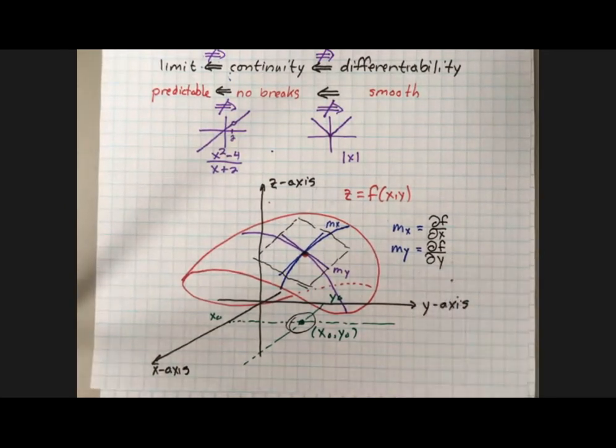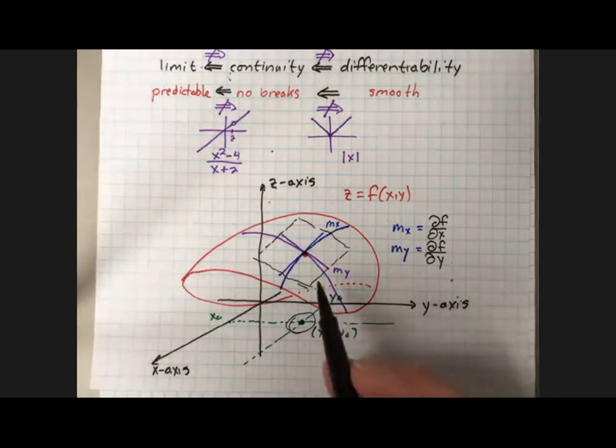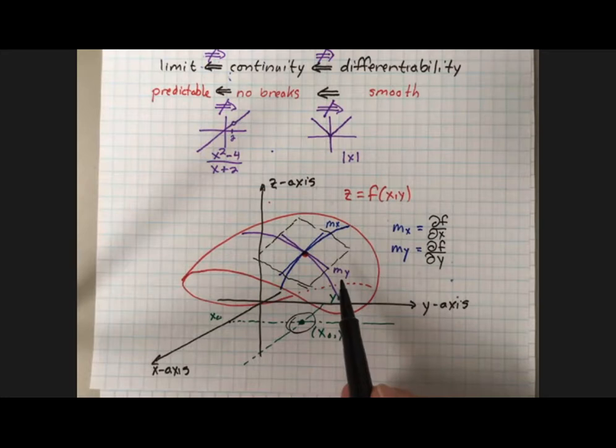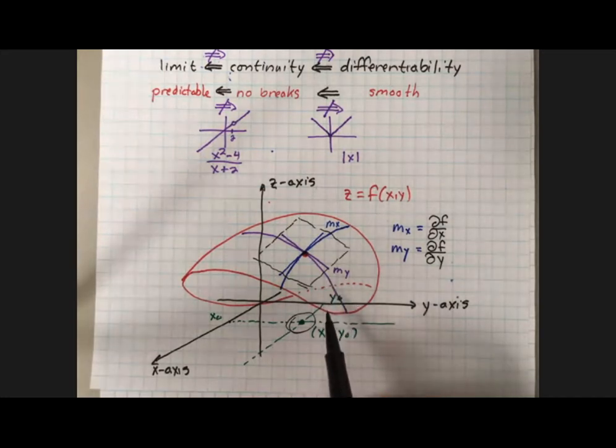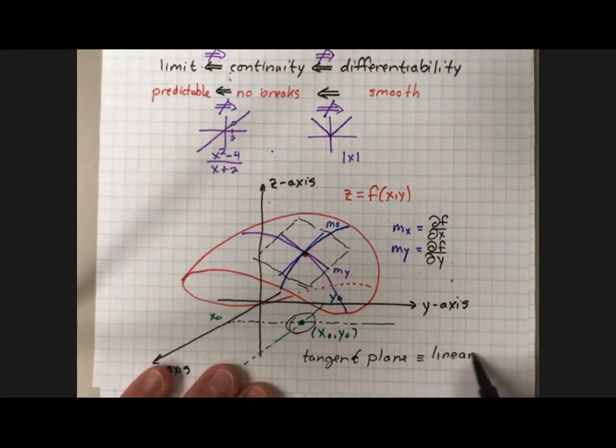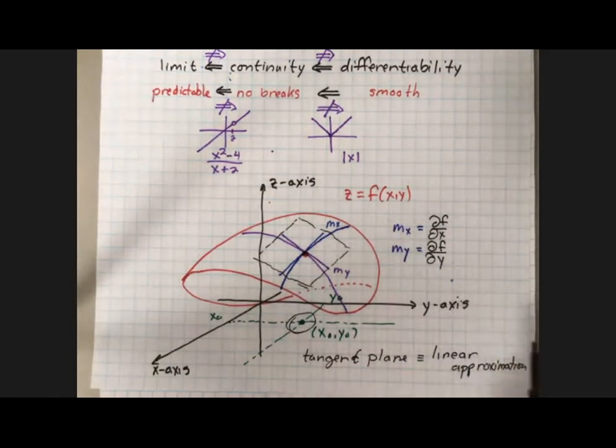But now we're faced with this question. If the surface is nice, it's believable that this process can create a tangent plane. And the tangent plane would be a good approximation to the surface. The tangent plane would be a good linear approximation. Remember, I said tangent plane and linear approximation are the same thing. The tangent plane is a linear approximation. And a linear approximation, in this case, of a function of two variables, is a tangent plane.